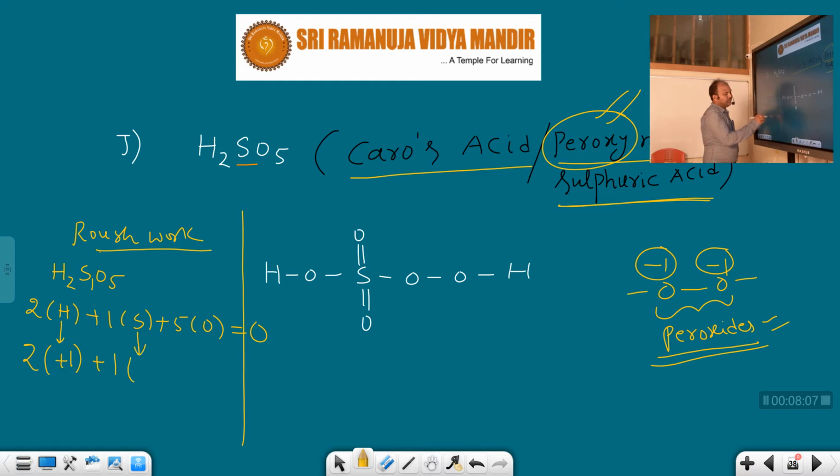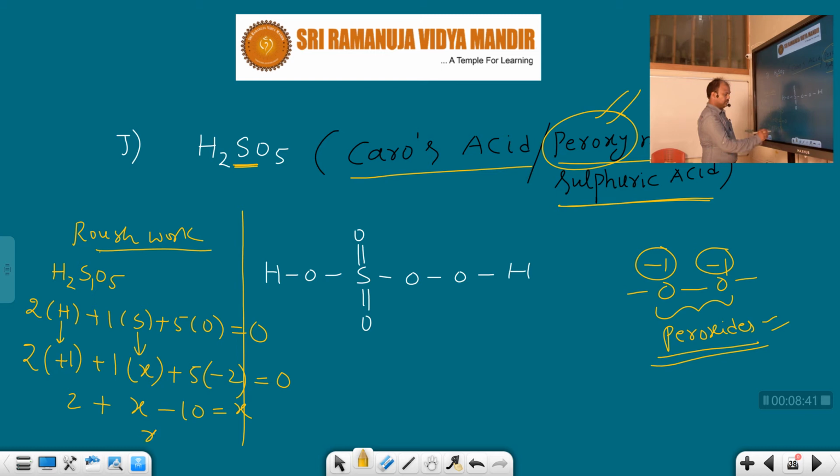Sulfur we don't know. We have to find the oxidation number of sulfur in peroxymonosulfuric acid or Caro's acid. In the compound I put an underline where the sulfur is, that's why we have to find that particular element's oxidation number. So sulfur we don't know, say X. 5 oxygens will be there. Generally oxygen exhibits an oxidation number of -2. Now you should take 2 plus X minus 10 is equal to 0.